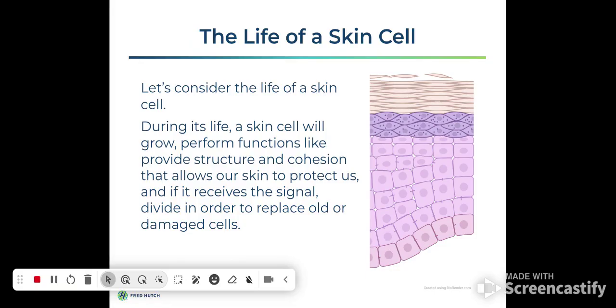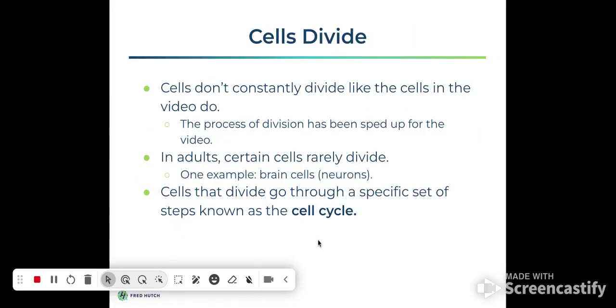Okay, so let's consider the life of a skin cell. Your skin cells divide pretty quickly because your body is constantly needing to make new skin cells for the ones that come off, like when you wash or carry out your day-to-day activities. During its life, a skin cell will grow and perform functions that provide structure and cohesion, which allows our skin to protect us. When it receives the signal, it will divide in order to replace old or damaged cells.